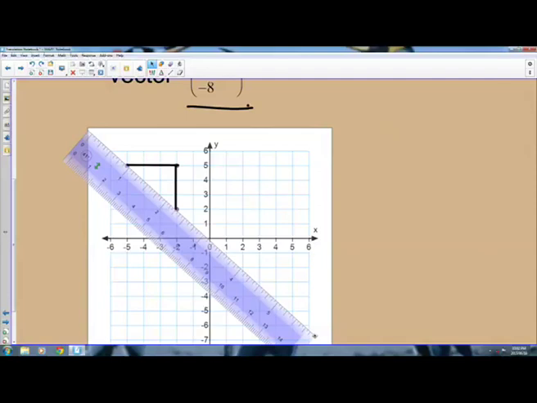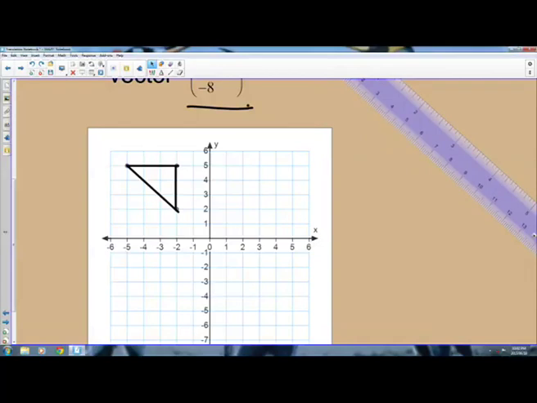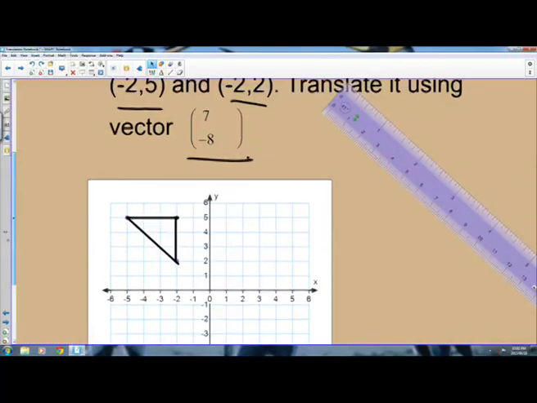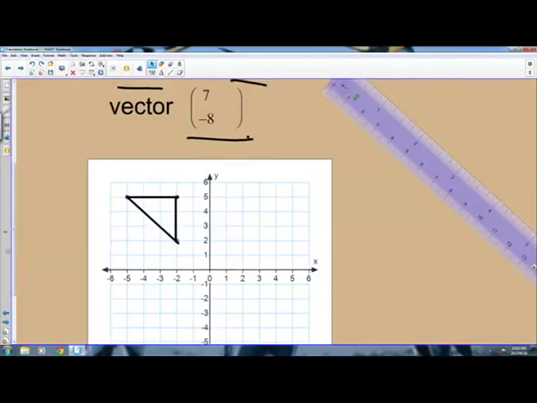Right, you now draw a line along this ruler. We have managed to draw the triangle that we wanted to produce. This is the triangle we wanted to produce. The question now says you are to translate this using vector 7, negative 8. So this is our triangle.